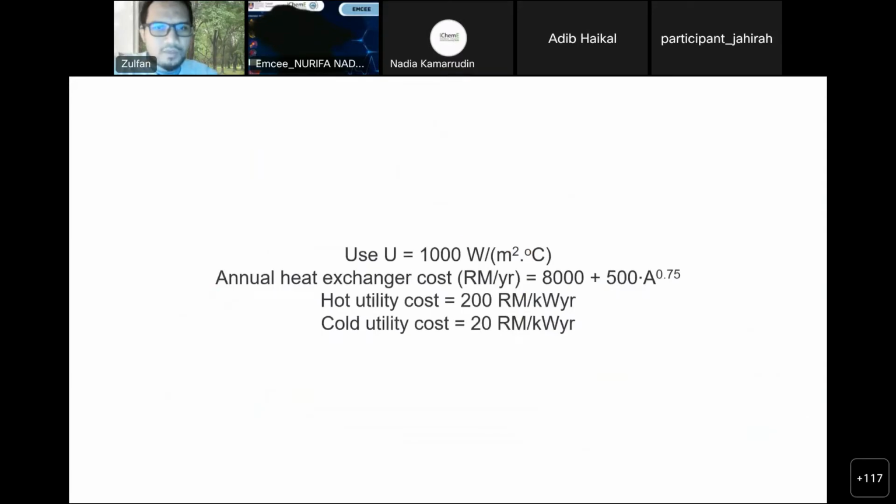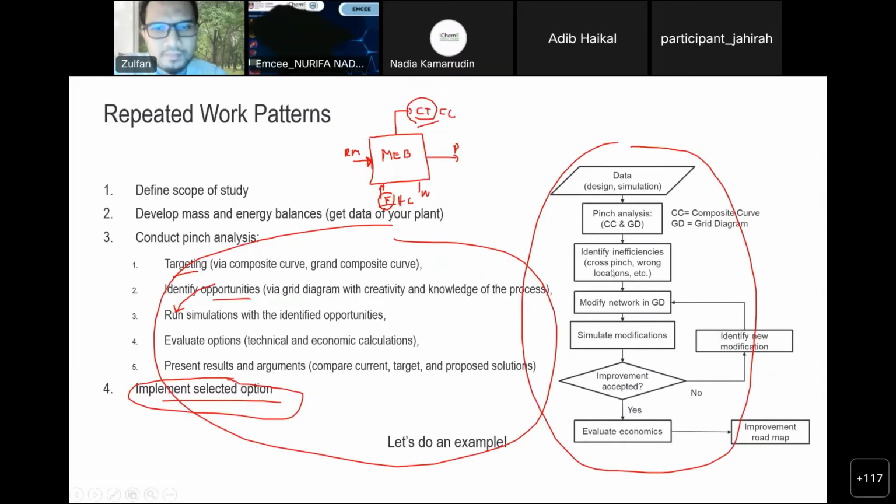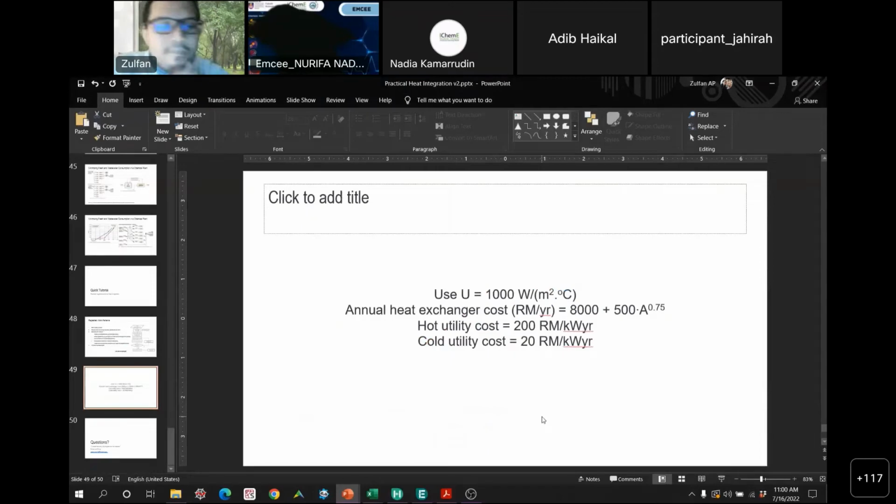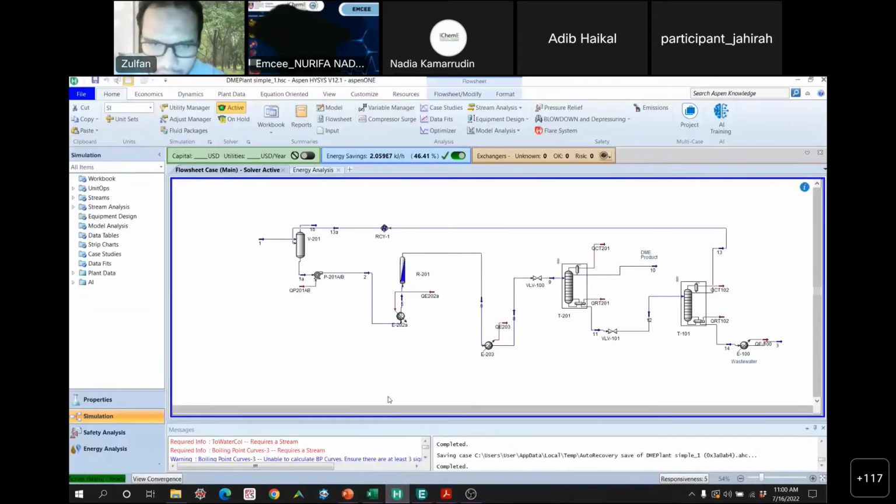Okay, let's do an example. So I will just make a dummy case. I have made a dummy case apparently. So assume now you have a plant. Your plant in this case is making DME, dimethyl ether, from dehydrating methanol.